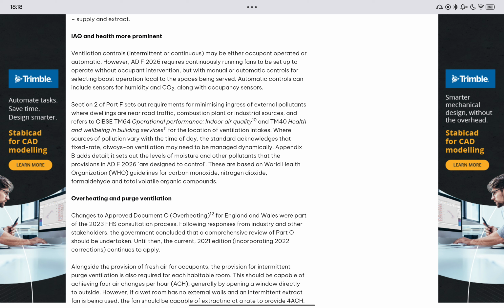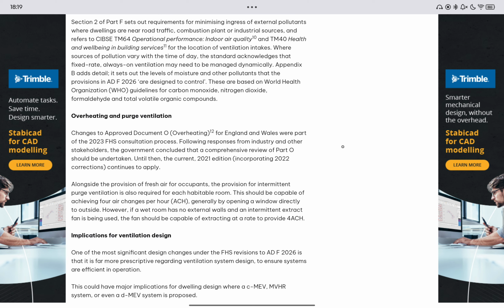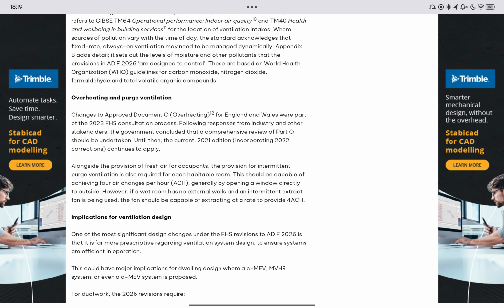Where sources of pollution vary with the time of day, the standard acknowledges that fixed-rate, always-on ventilation may need to be managed dynamically. Appendix B adds detail. It sets out the levels of moisture and other pollutants that the provisions of ADF 2026 are designed to control. These are based on the World Health Organization or WHO guidelines for carbon monoxide, nitrogen dioxide, formaldehyde and total volatile organic compounds. Overheating and purge ventilation.